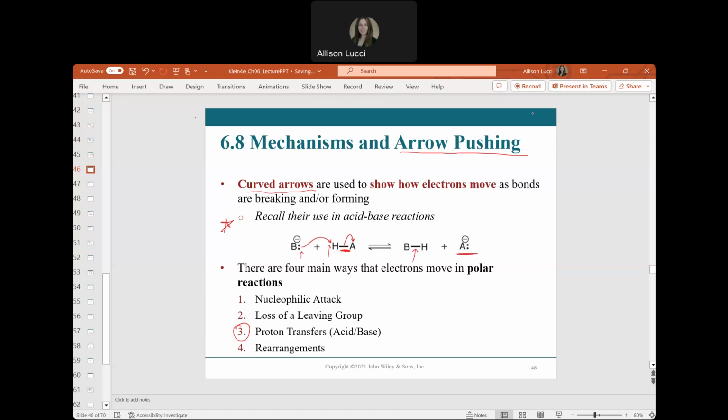So there are 4 patterns that we're going to look at in this section. The first is called nucleophilic attack. And now that you know what an electrophile and a nucleophile are, that should become a little more clear in this section. Our second type of arrow pushing involves loss of a leaving group. Then the proton transfers, which are movement of protons, right? Movement of hydrogen atoms. And then our last type of arrow pushing will show us rearrangements.